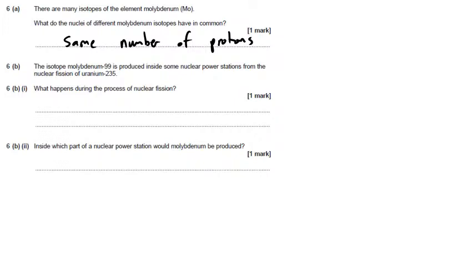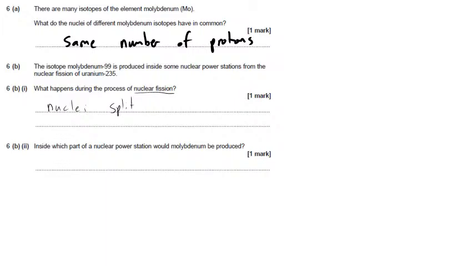In the process of nuclear fission, nuclei split. You cannot write atom split because it is the centre of the atom, the nucleus, that splits.